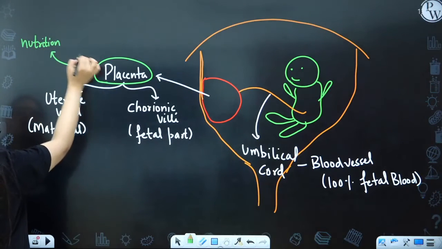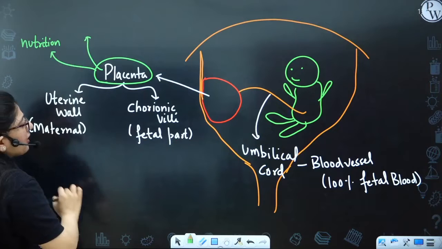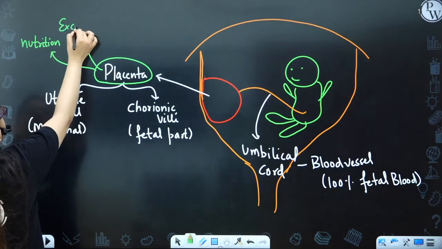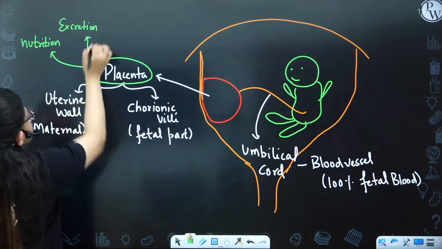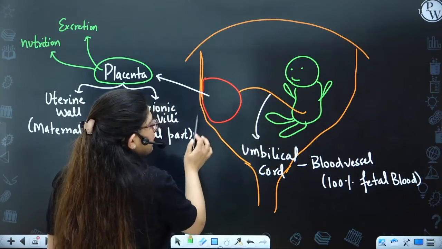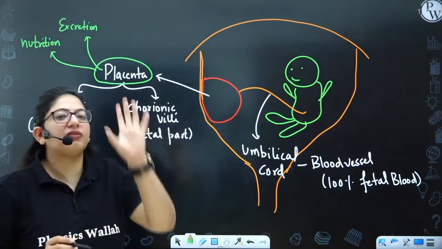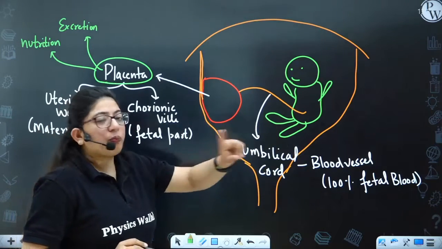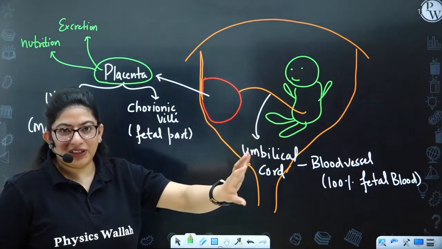Also, this fetus is producing a lot of waste, so it will also help in excretion. Whatever waste this baby is producing, it will go through the umbilical cord to the placenta to the mother, and mother's kidney will move it out. The baby is not peeing, it is not in the outside environment, right?